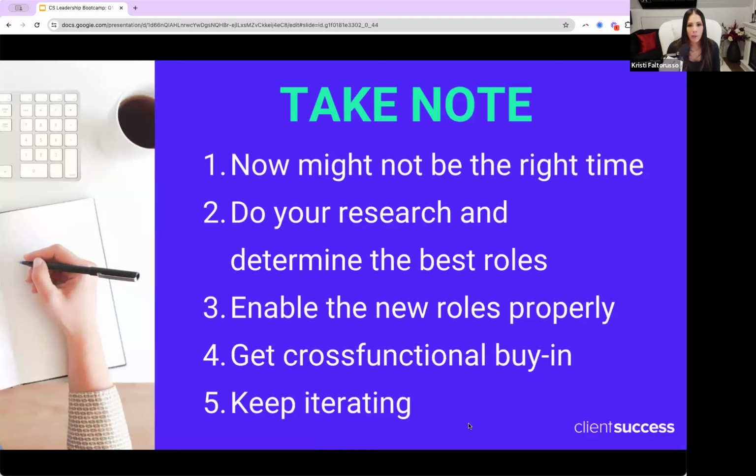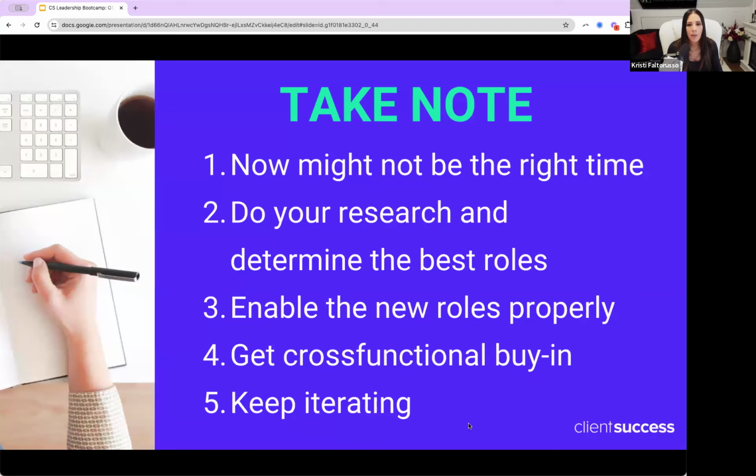Three, enable those new roles properly. Just because you've created a new role and the person you put in it has the right skills, you are now redesigning all of the programs around it. It's not just, let's take what we had and give it to this one person to manage. You need to redesign that, and you need to make sure that everyone knows how to do the work they're expected to do from beginning to end. They need to know what KPIs they're responsible for. They need to have visibility into how they're impacting those KPIs. So it is so much more than just cutting off a piece of what your CSMs are doing today and saying this person will do this thing for all these customers.